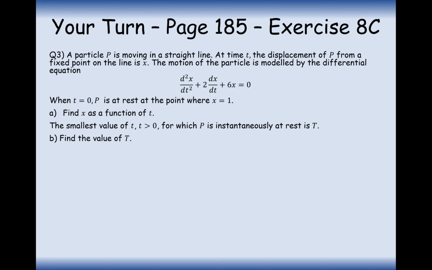Okay, so let's have a go at this question then. A particle P is moving in a straight line at time t seconds. The displacement of P from a fixed point O is x. The motion of the particle is modelled by a differential equation. When t equals 0, P is at rest at a point where x equals 1. Find x as a function of t. Okay, so let's get started then. It's going to be the auxiliary equation first.